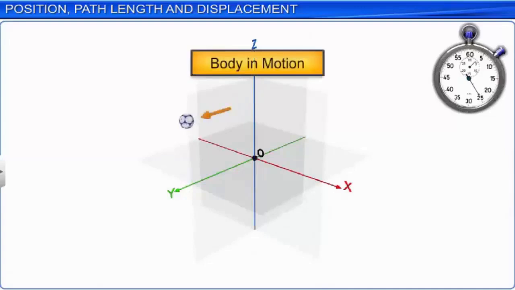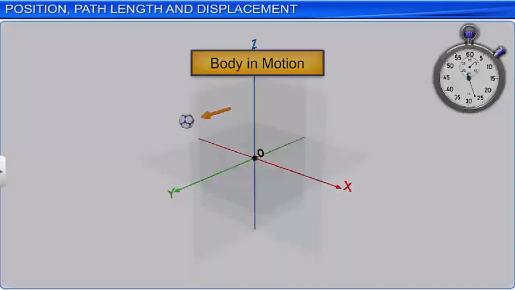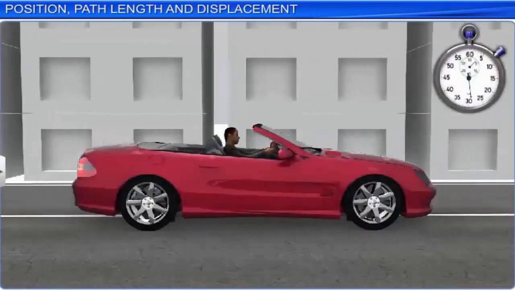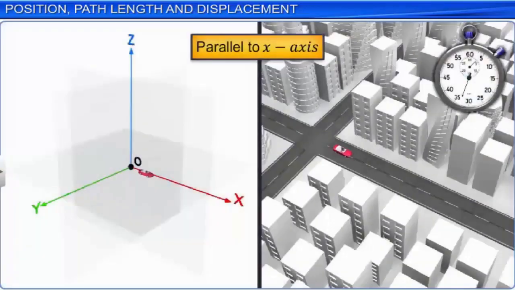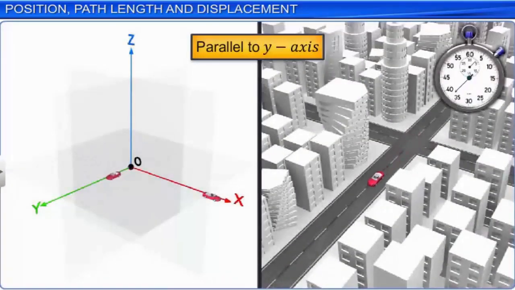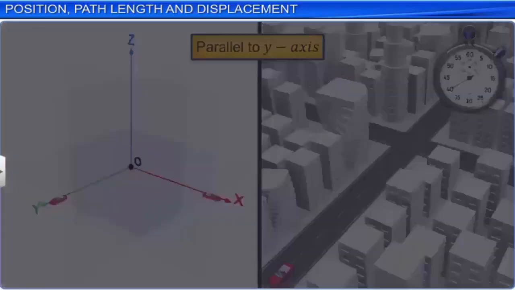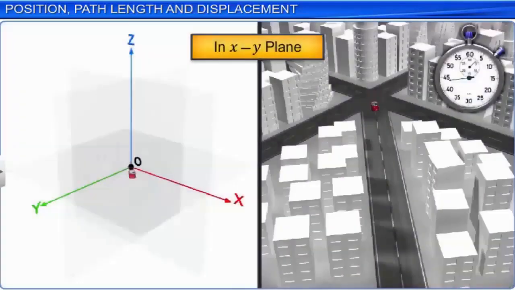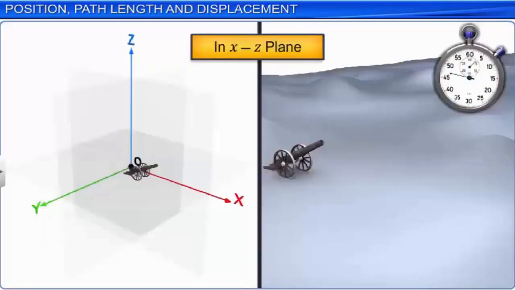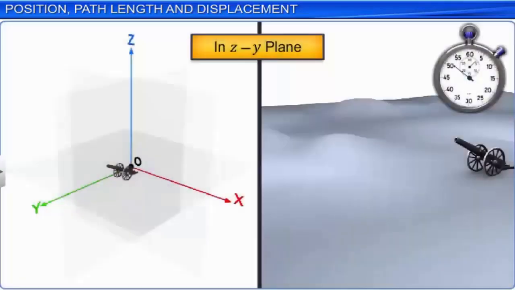The motion of a body with respect to the frame of reference could be parallel to the x-axis, parallel to the y-axis, parallel to the z-axis, in the xy plane, in the xz plane, in the zy plane, or in space.